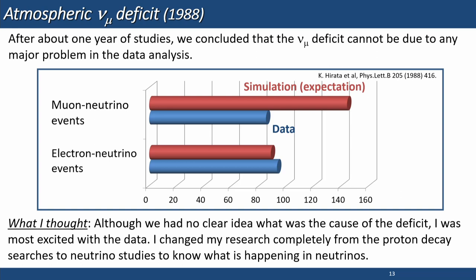So we thought at that point, we should publish our data. So we wrote a paper. This was in fact a very simple paper. We simply reported the number of muon neutrino events observed and compared with the simulation expectation. And as you can see, data showed a significant deficit compared with the expectation.